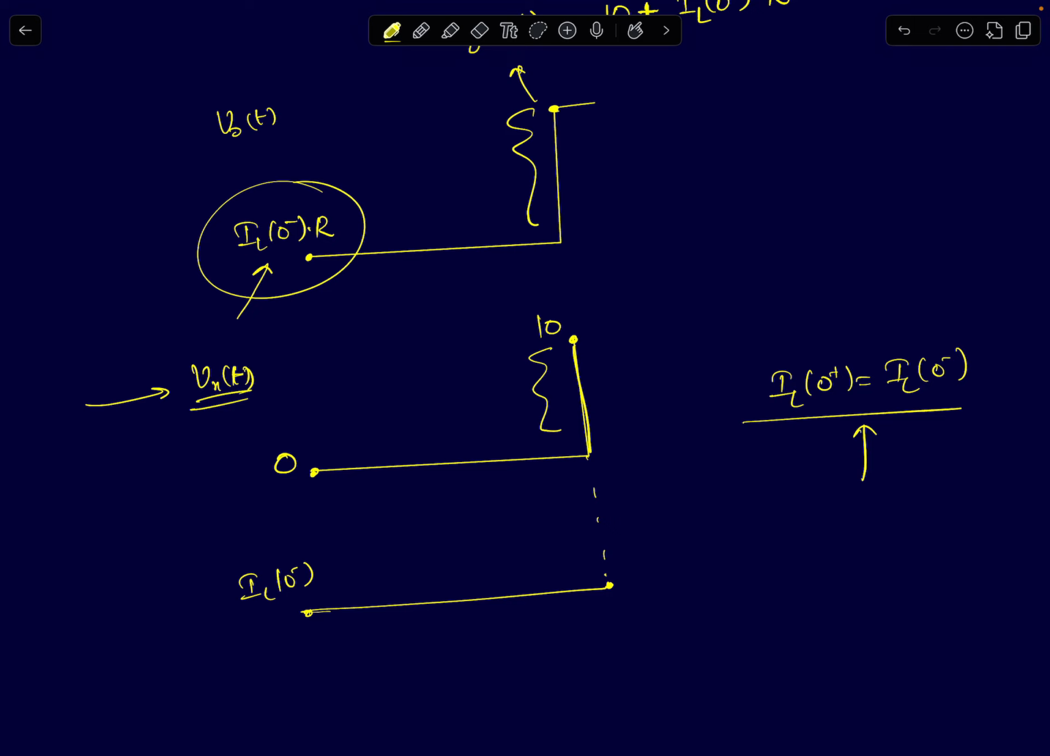Okay, plus 10 volts. So if you assume the initial inductor current is 0, then the output voltage will jump from 0 to 10 volts. If you assume the initial inductor current to be 5 milliamperes, then 5 milliamperes times 1 kilo ohm is 5 volts. It will jump from 5 volts to 15 volts. So initially we will assume 0. So the output voltage goes from 0 to 10 volts.